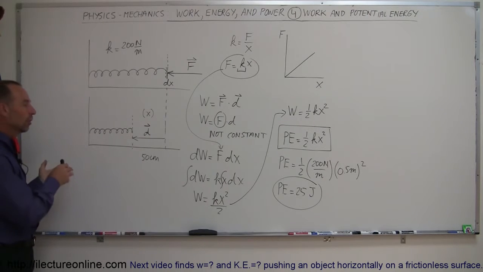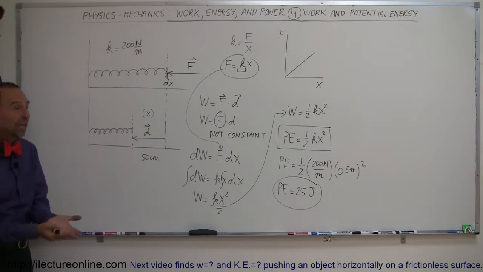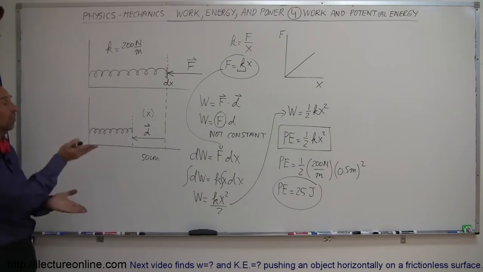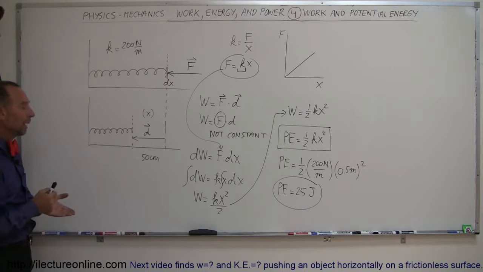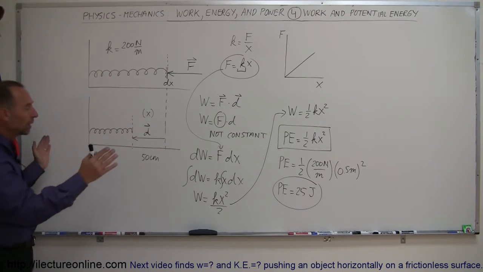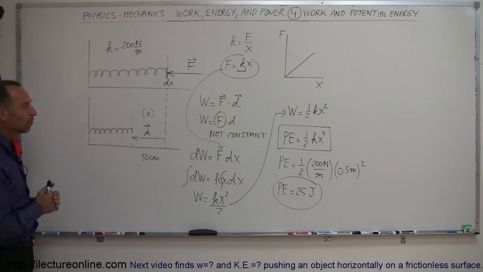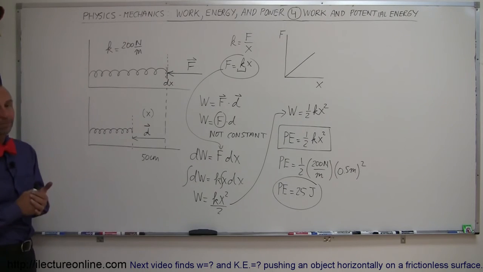So the previous example was potential energy gained by gaining height when a mass is lifted up, or we can get potential energy by compressing a spring. In the next example, we're going to show you how to calculate work done, then converting that work into kinetic energy.